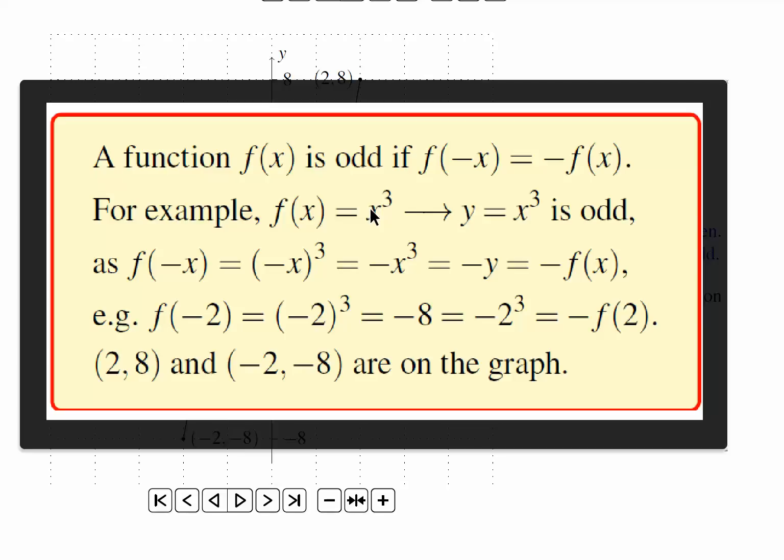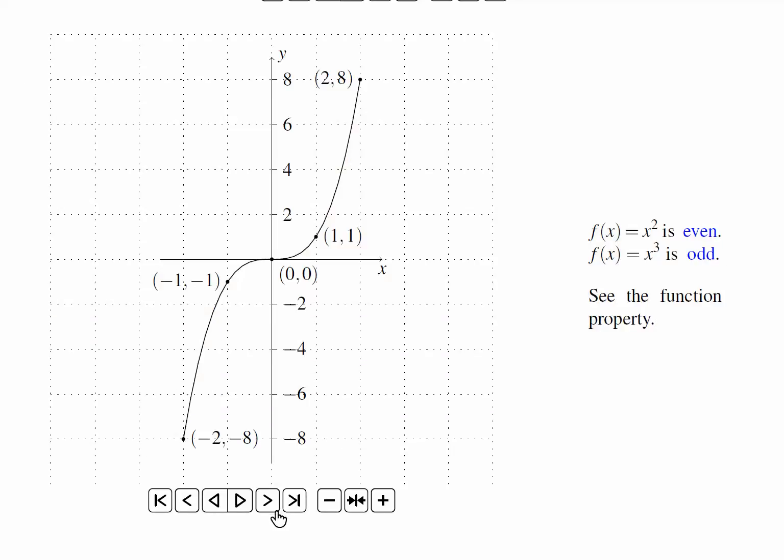When you plug in negative 2 here, you have a negative 2 cubed, you have a negative 8. So you have a 2, 8 and negative 2, negative 8 on the graph. If you connect those 2 points, they go through the origin. So these 2 points are symmetric with respect to the origin.